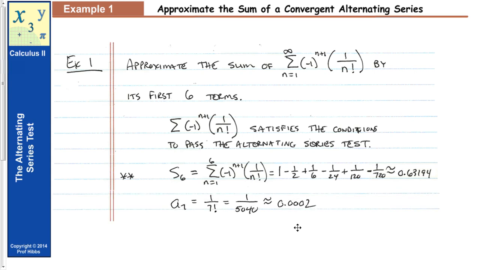So the 7th term, okay, now A sub n, it's actually not the whole term because we're just using this part of it. A sub 7, see, that would be the next term, wouldn't it? And A sub 7 then is 1 over 7 factorial, which is 1 over 5,040, which is approximately 0.0002. And so we know that we're within 0.0002 when we use this number. We're within this amount. This number is within this amount of the actual sum.